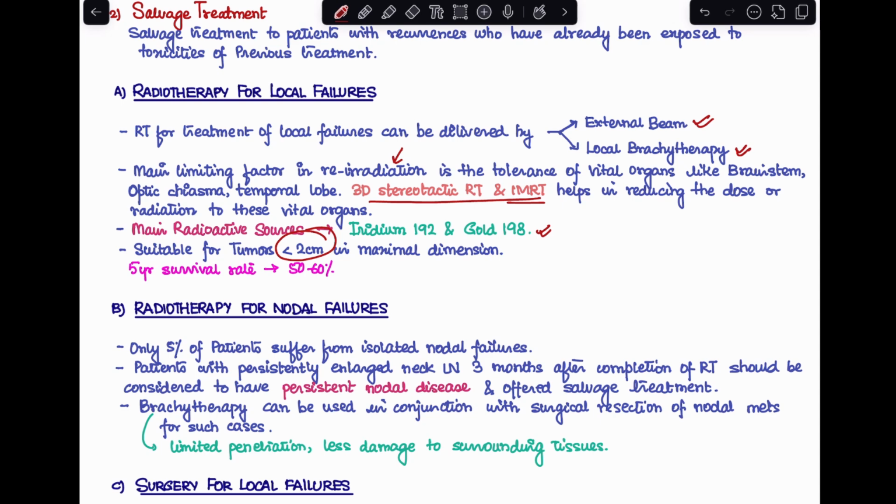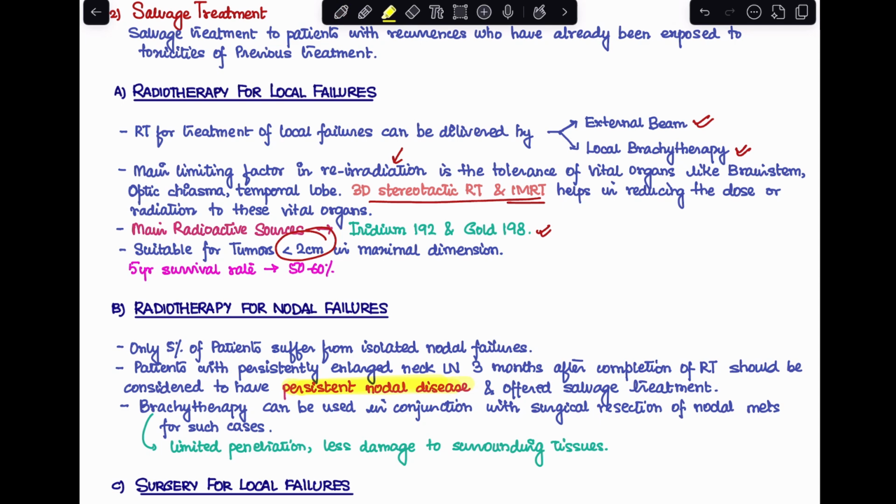This was about radiotherapy for the local failures, local meaning the nasopharyngeal area. Now, say there is a nodal failure. This will also have radiotherapy and surgical treatment as options. So, in case of radiotherapy for the nodal failures, we will be seeing that patients who come to you with persistently large neck nodes 3 months after completion of the radiotherapy are considered a case of persistent nodal disease and they are offered salvage treatment.